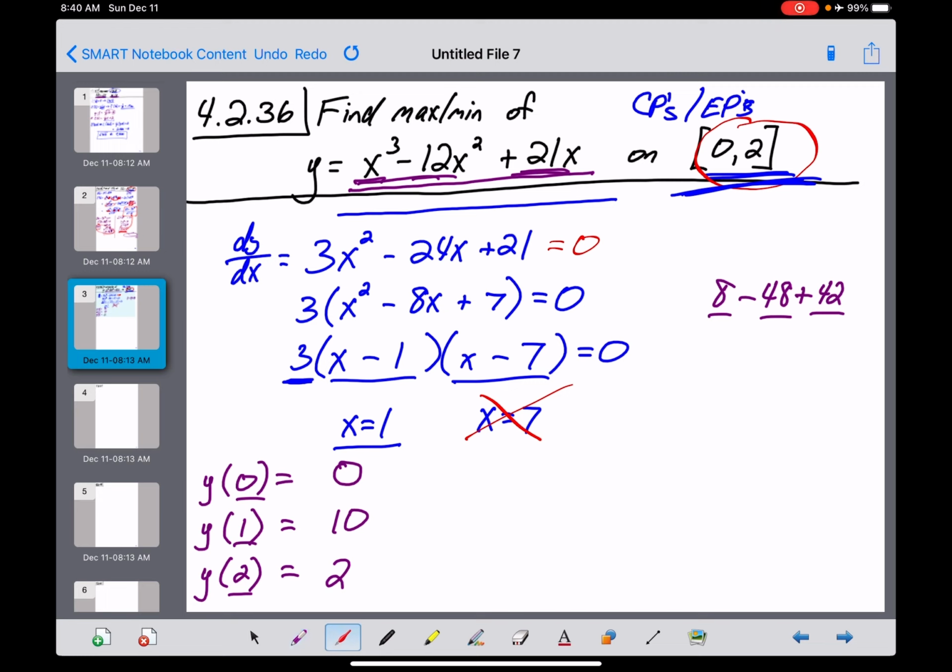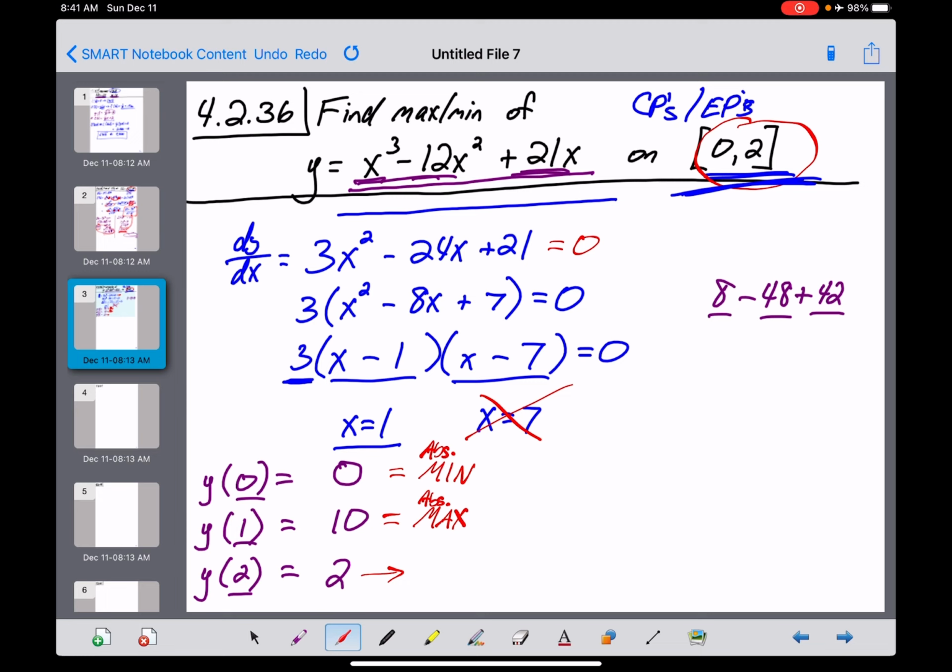Now, looking at those three y values, hopefully it's easy to see which one is the max and which one is the min. That 10 is going to be our absolute maximum value on this interval, and that 0 is going to end up being the absolute minimum. They did not ask for this, but let's talk about what's going on with this last value too. Remember, when they don't put an adjective in front of max or min in the directions, they are asking for an absolute max or min, and that's what we found right here.